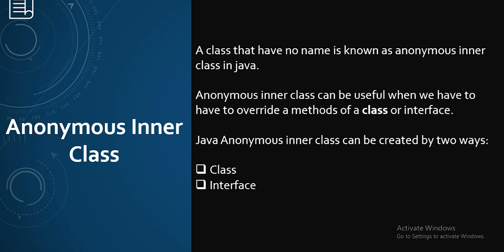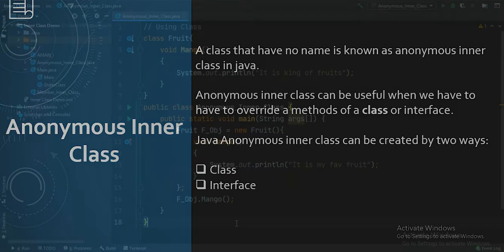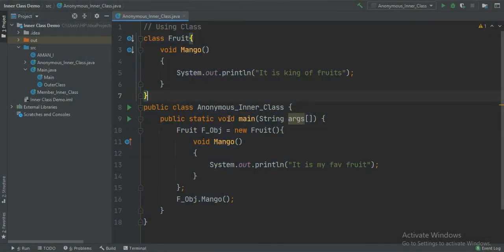So now let's go ahead and see a programming example. We will see how we can create an anonymous inner class. So here we have this programming example that we're going to use to understand the concept of anonymous inner class. Here you can see I've made a class. The class name is Fruit, and it has a method. The method is mango, and it says that it is the king of fruits.